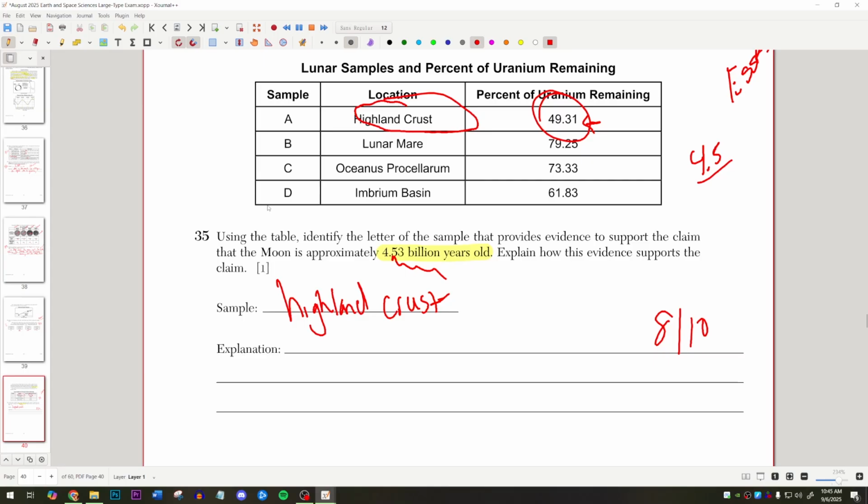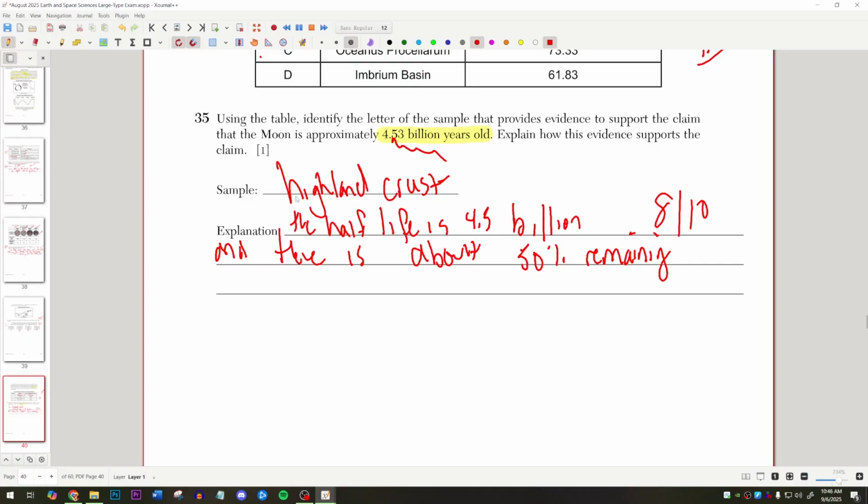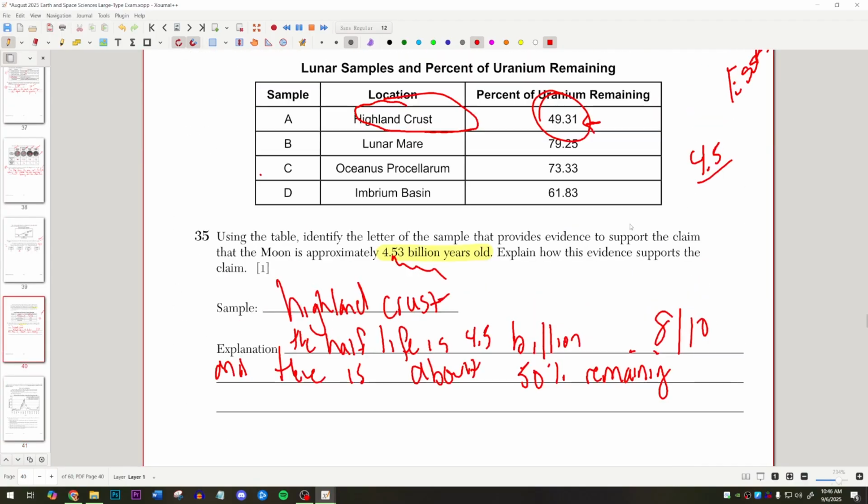Because the half-life is 4.5 billion, and there is about 50% remaining. Yeah. That's hard. All right. I don't have anything else to say about it. It's a great question. It's a very great question, but it's hard.